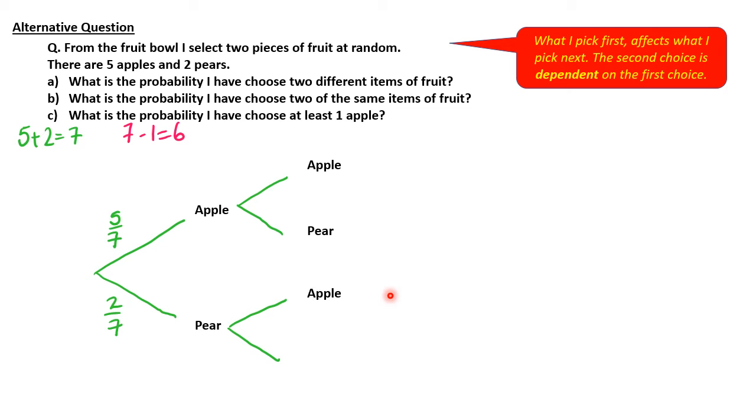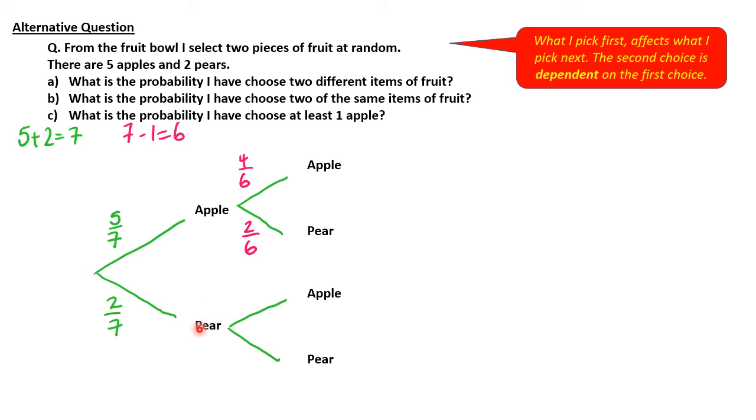Equally, if I took a pear to start with, I could have an apple and then a pear as my second options. So let's look at the probabilities for those. We know they're going to be out of 6 because I've already taken one bit of fruit. But the probability of taking another apple, if I started with 5 apples and I've already taken one, I've only got 4 apples left. Okay, if I picked an apple first, I haven't eaten any pears, I've still got 2 pears left in my bowl, so I've got 2/6 of a chance of getting a pear.